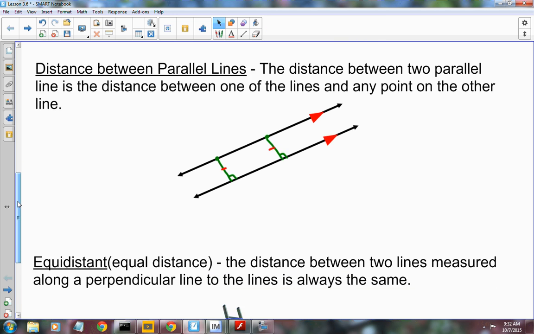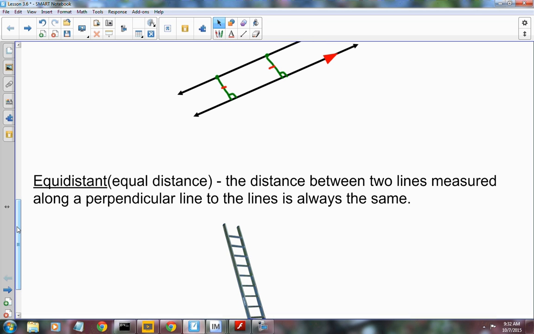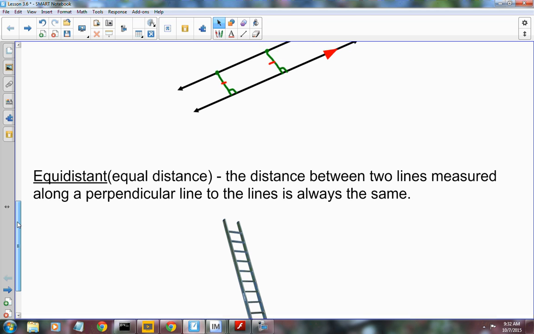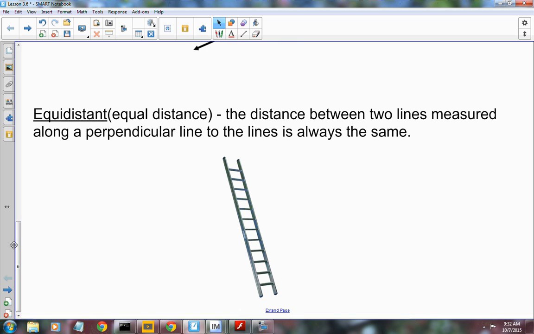And that leads us to this next term called equidistant. I like that word. I think it's a cool word. Equidistant means equal distance, and the distance between two lines measured along a perpendicular line to the lines is always the same. So if you take an old-timey ladder, and I'm not talking about those newfangled ones where they curve out, I'm just talking about your basic ladder.